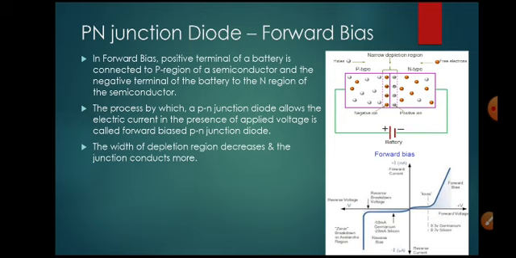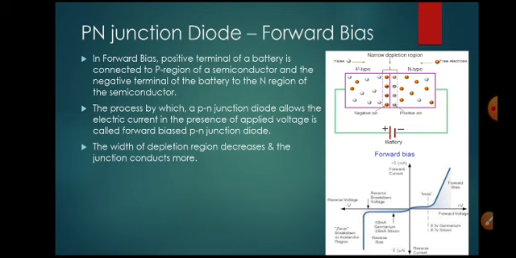the negative battery terminal into the n region. The flow of electrons: when you connect the negative terminal of the battery to the n region, this negative terminal injects the electrons. Thus a flow of electrons is set up in the wire connected to the negative terminal of the battery.